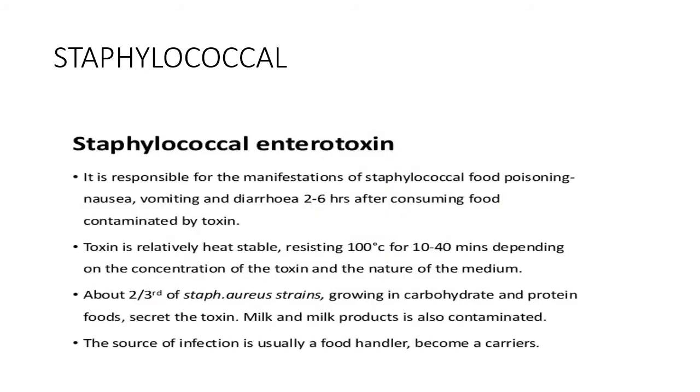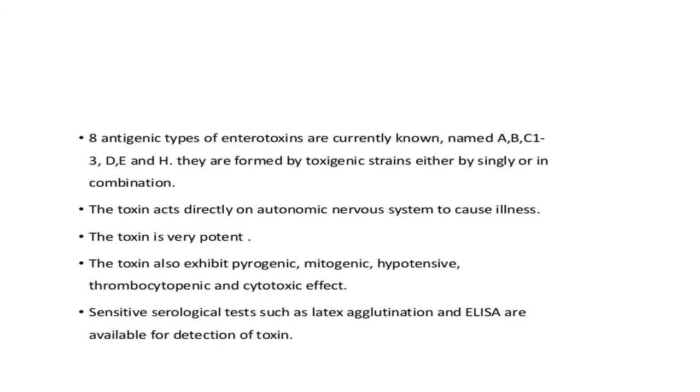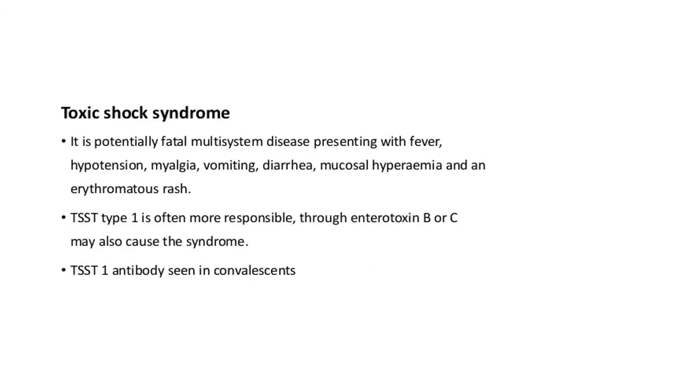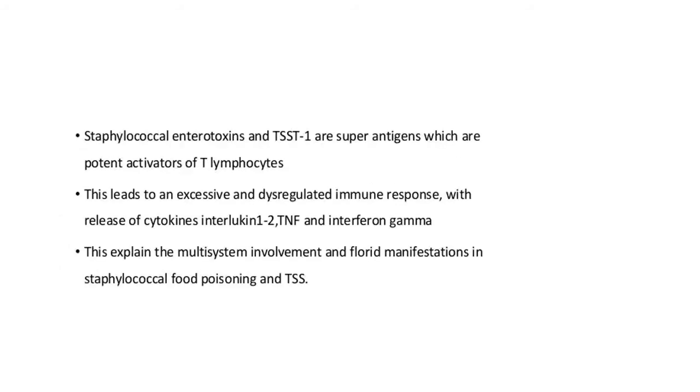And now we know that there are a lot of exotoxins, and we will discuss the exotoxins one by one. First is the staphylococcal exotoxin, that is the enterotoxin, which can produce nausea, vomiting and diarrhea after 2 to 6 hours of consuming food. This is actually a superantigen which can also produce toxic shock syndrome. So the staphylococcal enterotoxins and TSST-1 are superantigens, which are potent activators of T lymphocytes and can produce a dysregulated immune response.